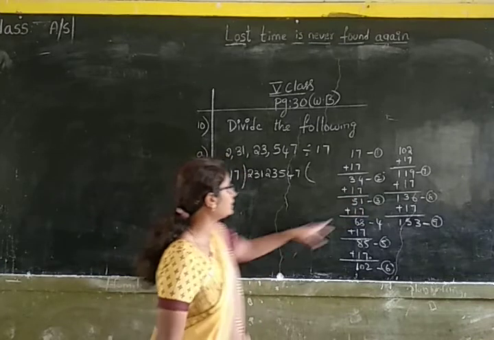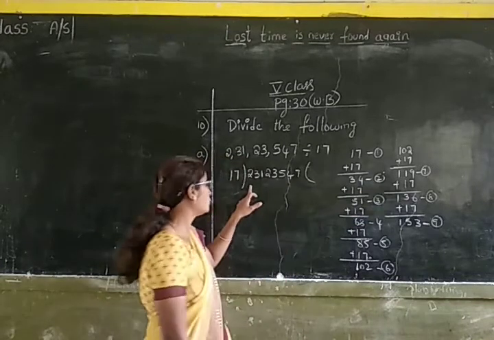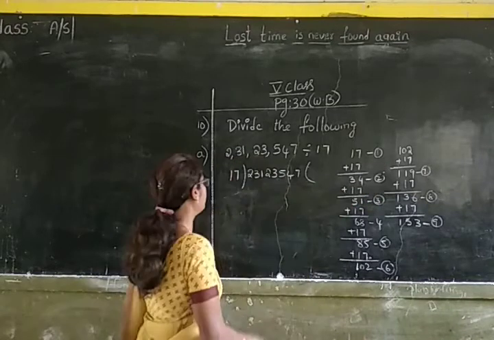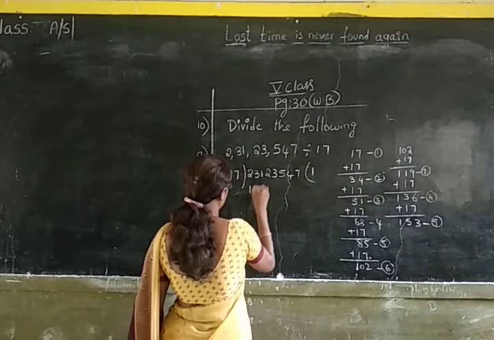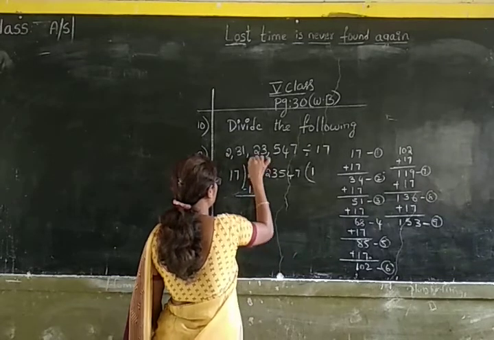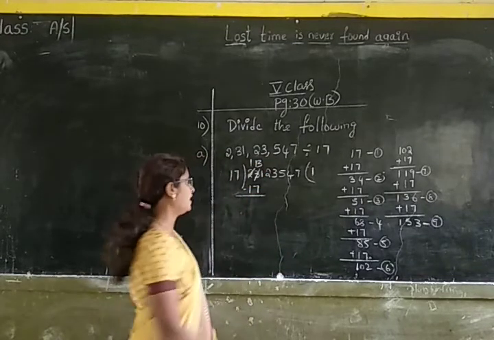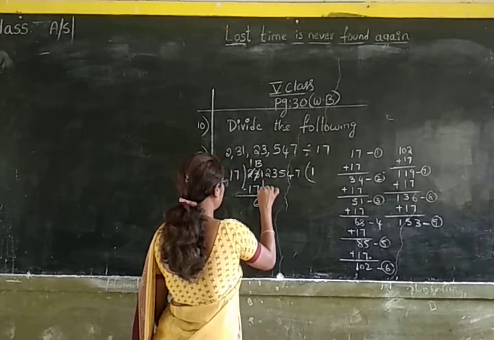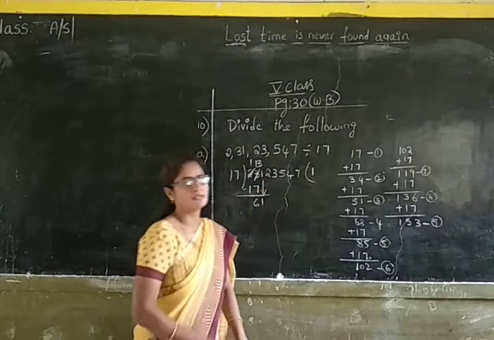Here 34 is bigger than 23. So you have to take 17 ones are 17. Here 3 becomes 13 and 2 becomes 1. 13 minus 7 is 6. Bring down 1.